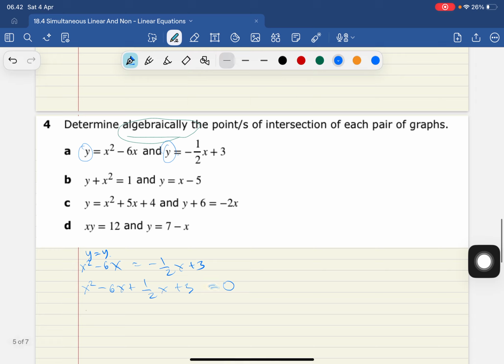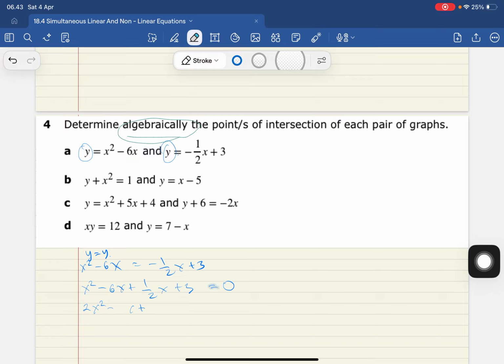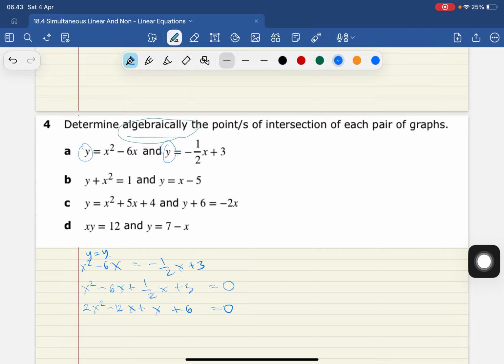Let's multiply it by 2. So 2x squared minus 12x plus x plus 6 equals 0. So you get 2x squared minus 11x plus 6 equals 0.